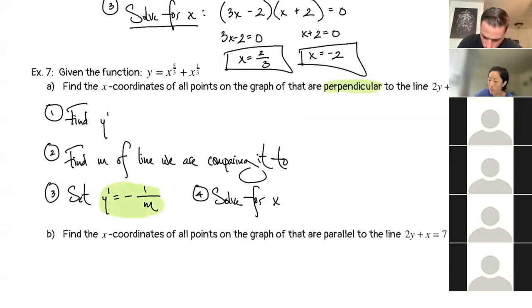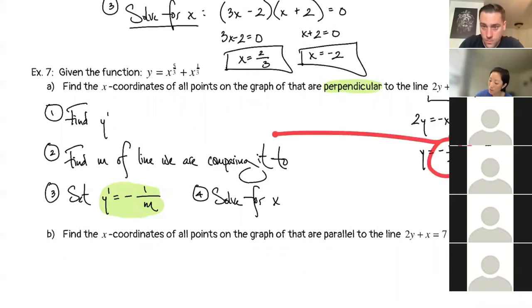Now, as a quick review, I have this 2y plus x equals 7. How do I find the slope of that line? Yeah, we want to put it into our y equals mx plus b form. So if we do that right here, we might say 2y equals negative x plus 7. Then we would divide by 2, and we'd get negative 1/2 x plus 7 over 2. And that is how we get our slope for step 2.